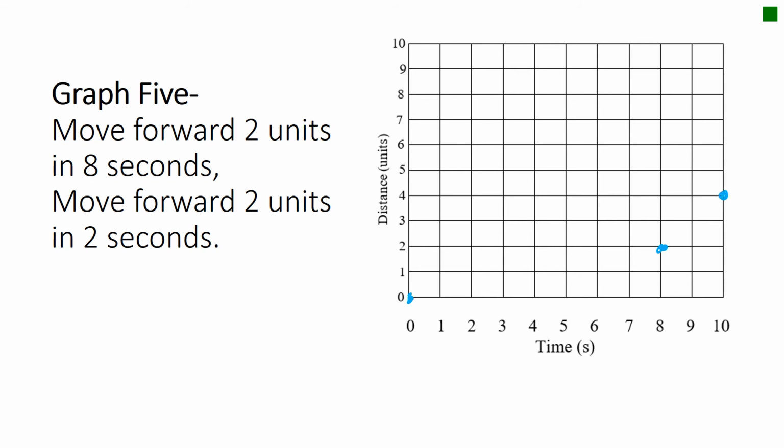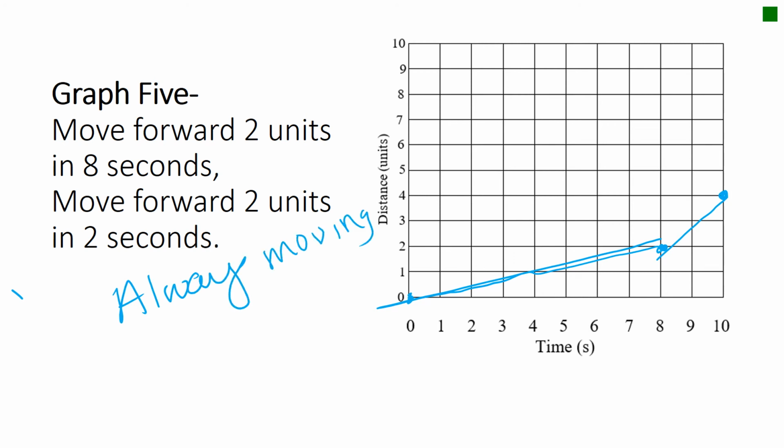All right, so what on this one I want you to understand is, first off, we are always moving forward. First I'm going to connect these dots. Oh, that's really bad. That's okay. And there we go. Okay, so we are always moving forward. That's key for this one. Always moving forward. Why? Because I always have a positive slope.